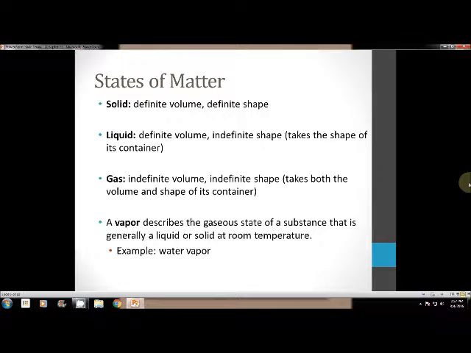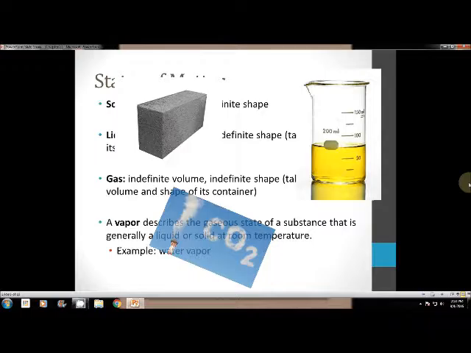So we could take the gas from the room and condense it down into a smaller container, but we don't know exactly how much gas is in there, okay? So a gas can be compressed like that. A vapor describes the gaseous state of a substance that is generally a liquid or solid at room temperature. The most common example is water vapor. We will normally at room temperature see water being a liquid, but in the air there are water vapor particles, and so that's a way to see a gaseous state.